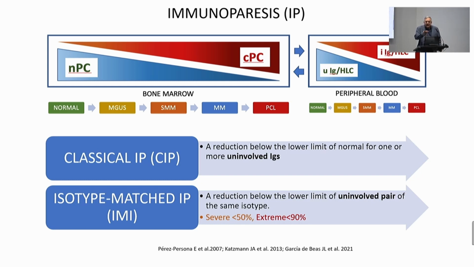In the bone marrow, with the evolution of the monoclonal gammopathy, we can see a different proportion of normal and clonal plasma cells. In this regard, in multiple myeloma, most plasma cells are clonal. In MGUS patients, most plasma cells are normal. In a similar view, in the peripheral blood, we can see a different proportion between the uninvolved and the involved pair.